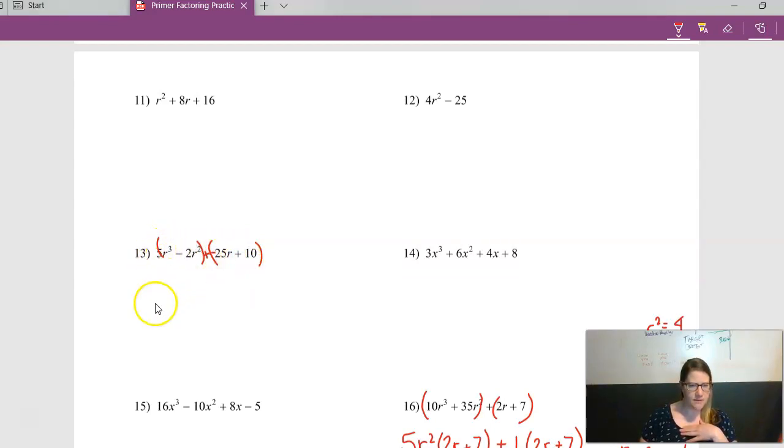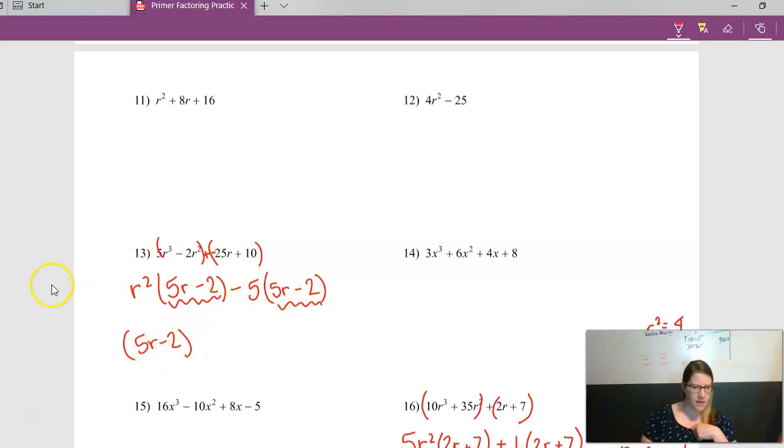So 5r cubed and negative 2r squared, their common factor would be r squared. So I'm going to pull out r squared, which would leave me 5r minus 2. Negative 25r and 10 have a factor of negative 5 in common. Since that's a negative 25, I'm going to pull out a negative 5, which would leave me with 5r minus 2. Remember, because negative 5 times negative 2 gives us that positive 10. Now they have this common factor of 5r minus 2. So I'm going to pull that 5r minus 2 in front of the expression, and that would just leave r squared minus 5.